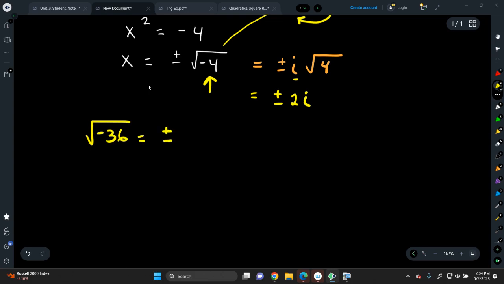Plus or minus 6i. Okay. What about the square root of negative 98?